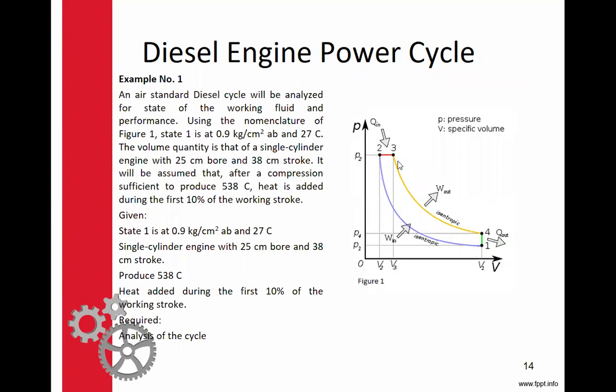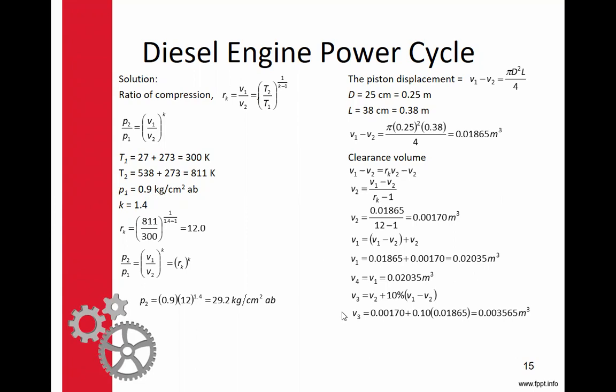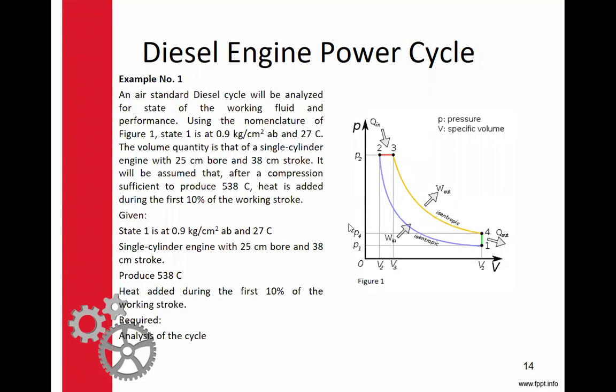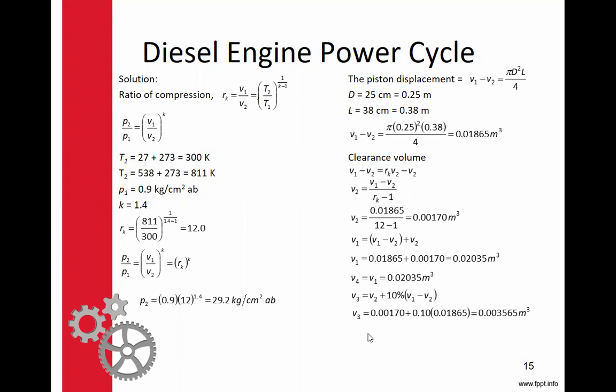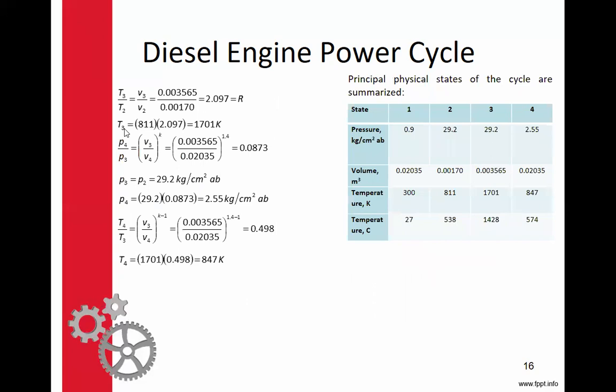What is point 3? V sub 3. So we know that V sub 3 is equal to V sub 2 plus 10% of V sub 1 minus V sub 2. So V sub 3 is equal to 0.0017 plus 0.1 times 0.01865, which is 0.003565 cubic meter. Okay, so for point 3, we have T3 and P3. T3 over T2 is equal to V3 over V2, which is 0.003565 over 0.00170, which is 2.097.